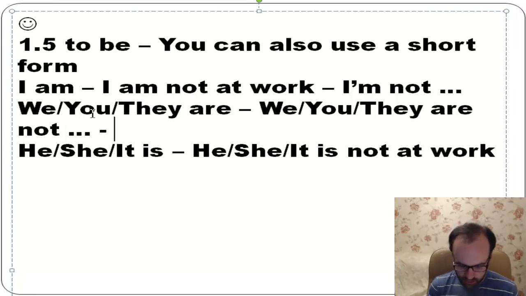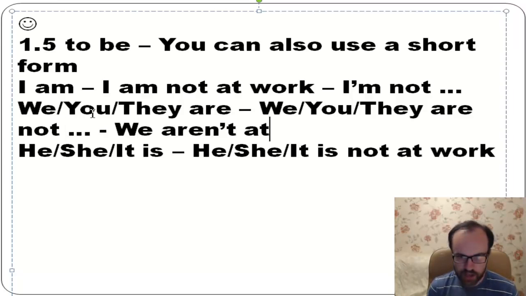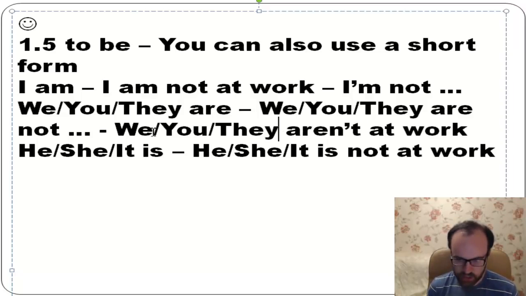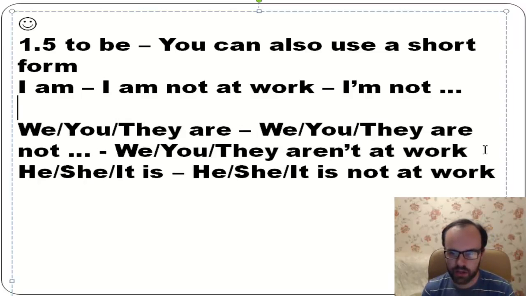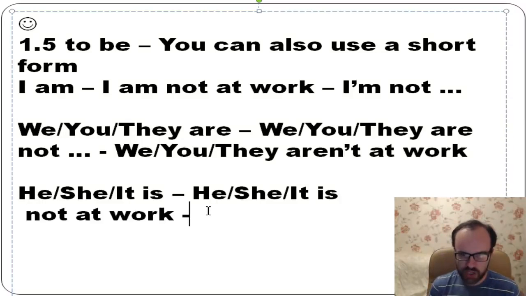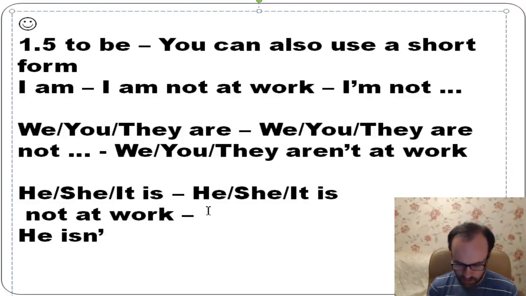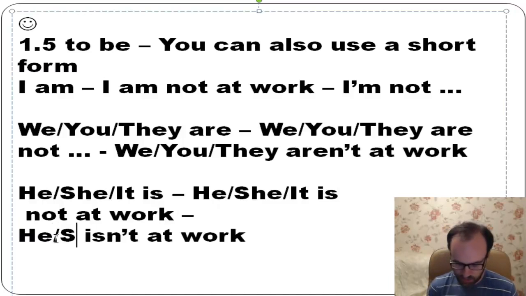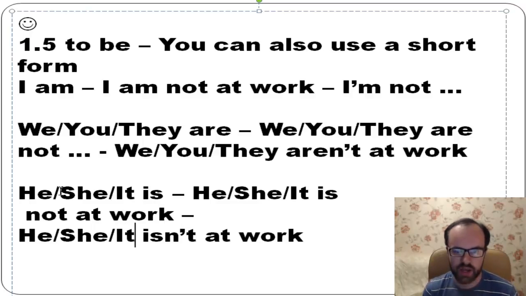We aren't at work, you aren't at work, they aren't at work. Okay, good. And you can say he isn't at work, she isn't at work, it isn't at work.